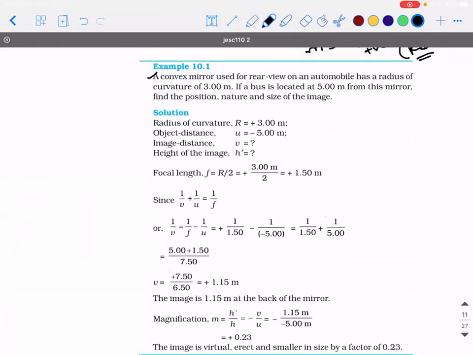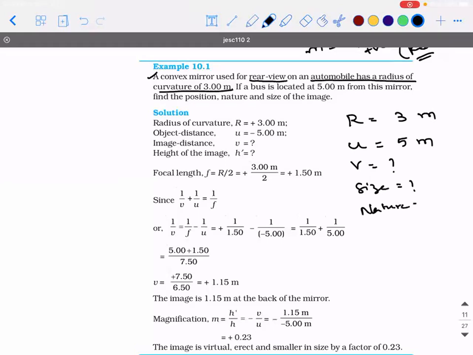A convex mirror used for rear view of an automobile has a radius of curvature of 3 meters. If a bus is located at 5 meters from the mirror, find the position, size, and nature of the image.